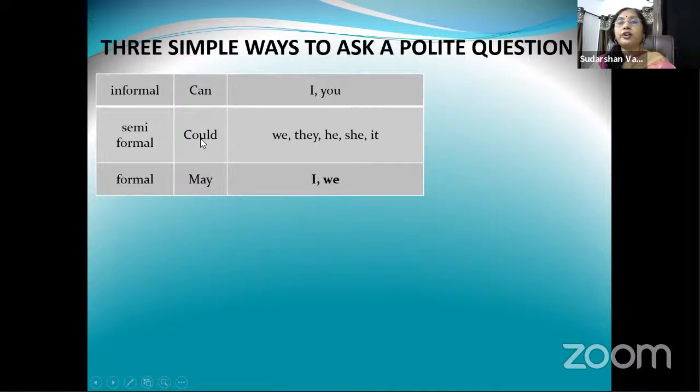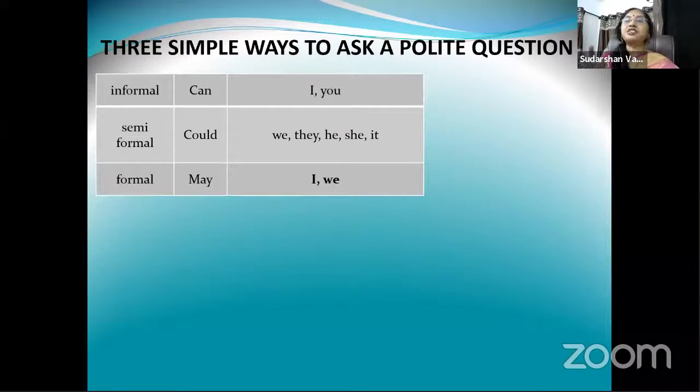Can and could are used with all the pronouns. Can I, can you, can we, can they, can he, can she, can it. Could I, could you, could we, could they, could he, could she, could it. But when it comes to may, you cannot use it with all the pronouns. May I, may we. Suppose you say may you, or may they, or may he. It becomes a blessing. May you live long.